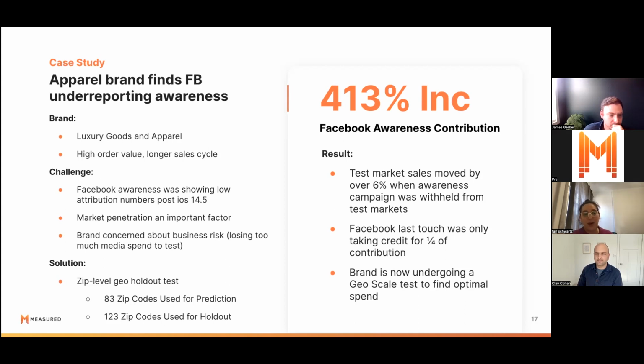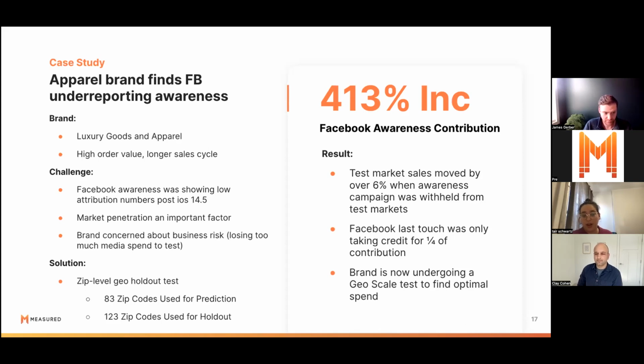And the last challenge was, as you'd expect, this specific brand suffered more than others post iOS 14. So it was just a very natural candidate for testing. They were interested in testing their Facebook awareness tactic. So that was the design.